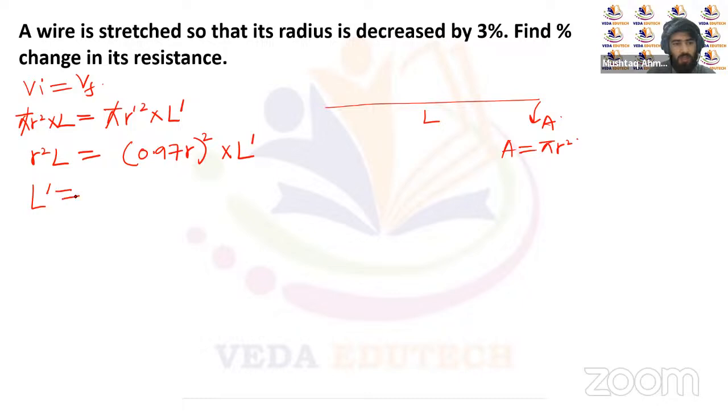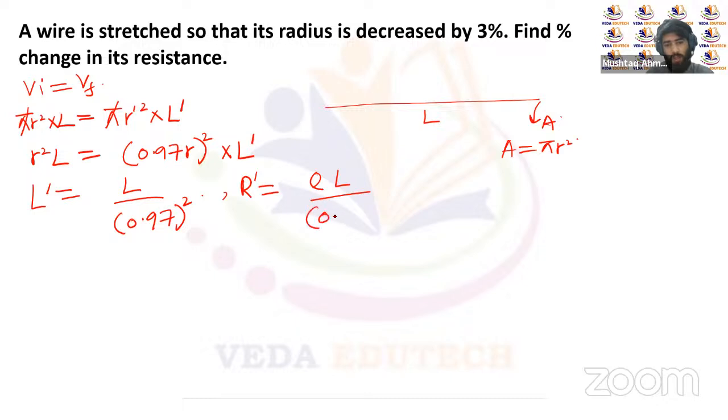We'll be left with L dash as L upon 0.97 square, right? So this will be the new length. If this is the new length, then the new resistance R dash will be equal to rho L upon A. Rho is a constant, L is L upon 0.97 square, and the new area of cross section is pi times radius square, that will be 0.97 r square, right?